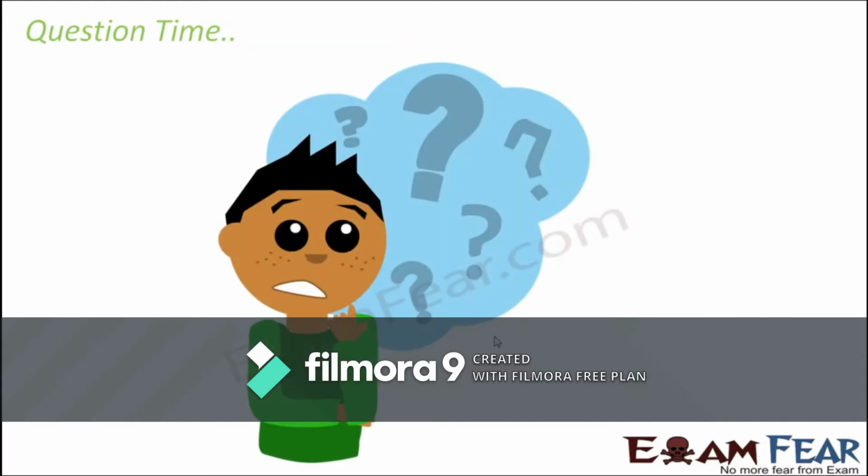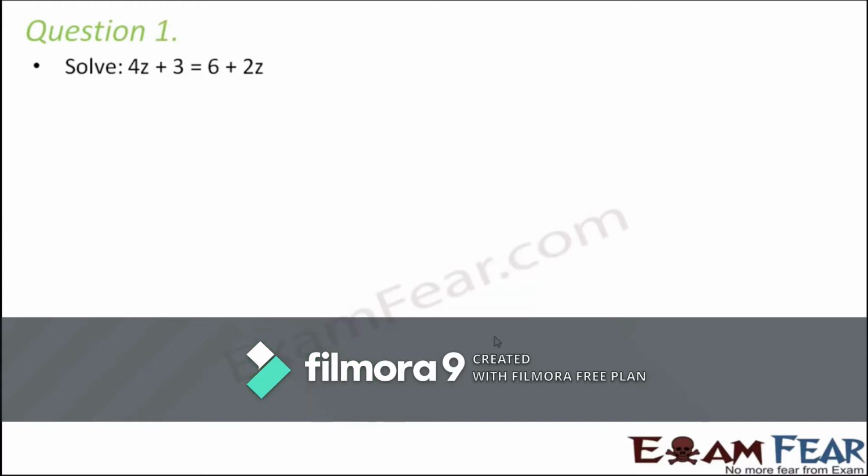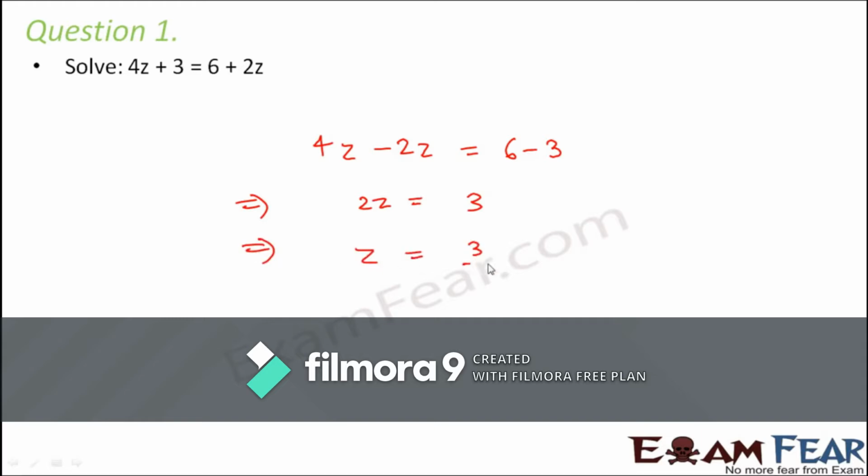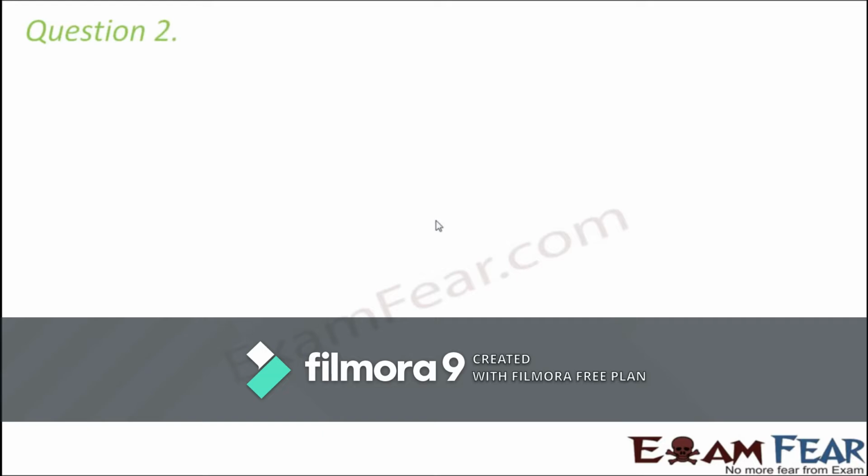So keeping these points in mind, let us try to solve some more equations with variables on both sides. Question number 1. Solve 4z plus 3 is equal to 6 plus 2z. In this case, we collect all the variables on one side and the constants on the other. So we get 2z is equal to 3, or we can say z is equal to 3 by 2. So this is a solution for this equation.